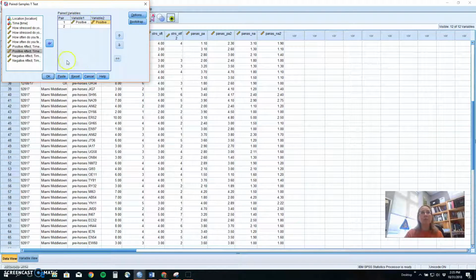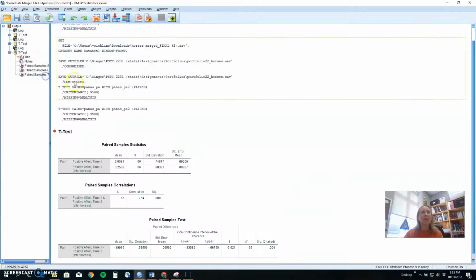You could actually do multiple paired samples t-tests at the same time and look at pairs of people's reactions on many different outcomes, as long as you've paired them up. Today, to get you started, we'll stick with just one. Don't worry about options or bootstrap, but click OK.